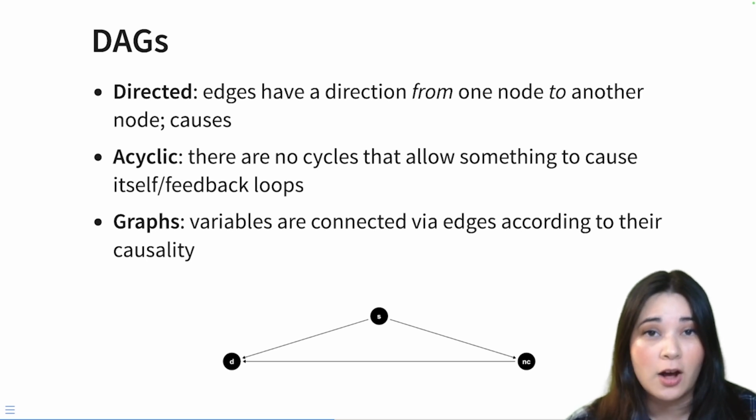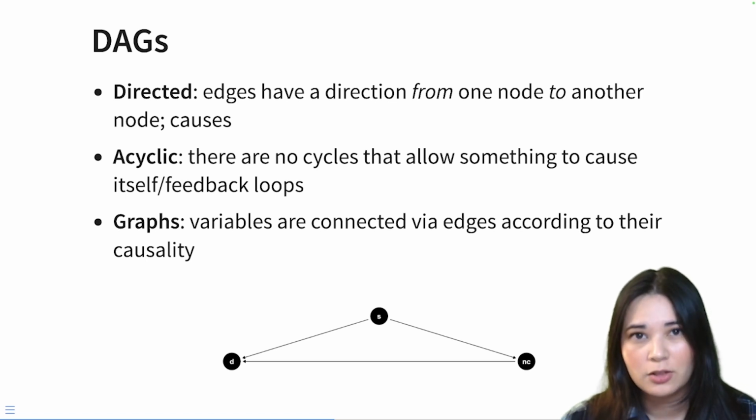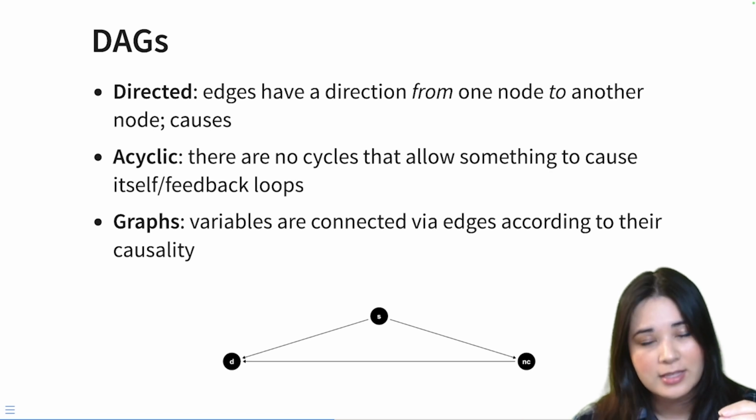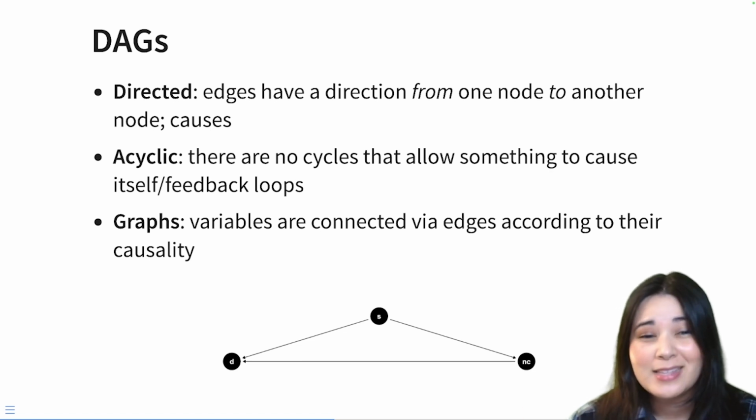In the context of causal inference, the edges look for causes. So if we have an edge going from one node to another, that means that we think that that node causes the second node. DAGs are also acyclic.